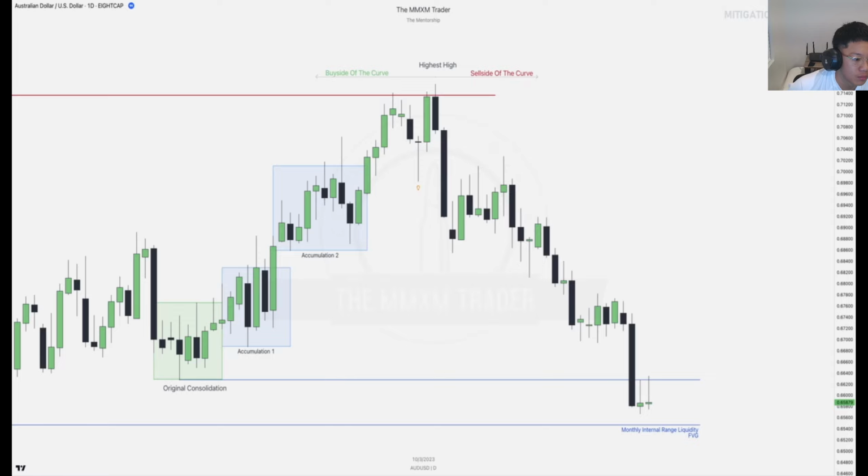Right, we've got an Australian dollar, US dollar daily chart, and we see a clear market maker sell model forming over here with this original consolidation. Accumulation phase number 1, accumulation phase number 2, and eventually taking out external range liquidity and making the highest high in this curve. So after we break structure, we know we are going to go into the sell side of the curve, highly likely, because we took out external range again, right? Start breaking structure, we're expecting it goes back bearish down.